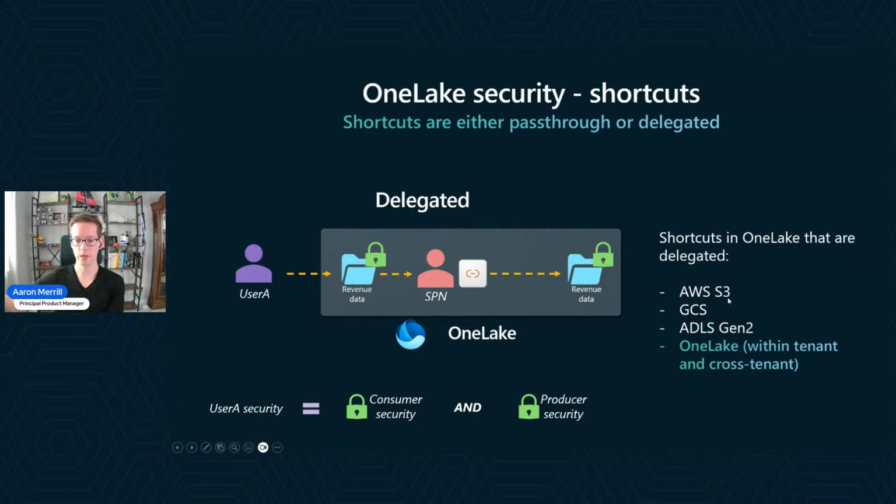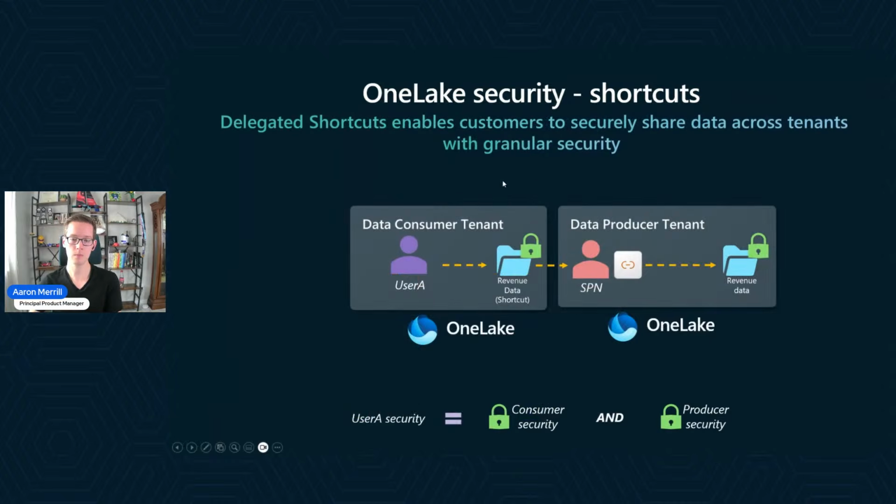So if you create a shortcut to an external service like AWS S3 or Google Cloud Storage, this used the type of delegated shortcut model. It's a little bit different in that case because in an external shortcut, the producer is that other cloud service, not OneLake. So you have OneLake over here, and then the external cloud service over here. But we recently just launched the OneLake delegated shortcuts. So you can now use this exact same model here for connecting to other data inside of OneLake.